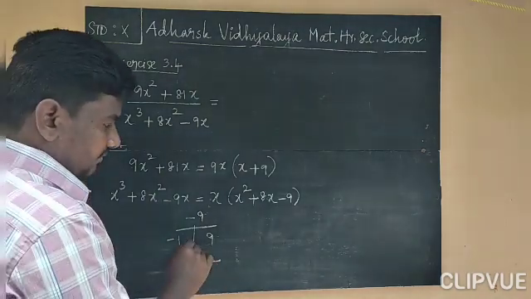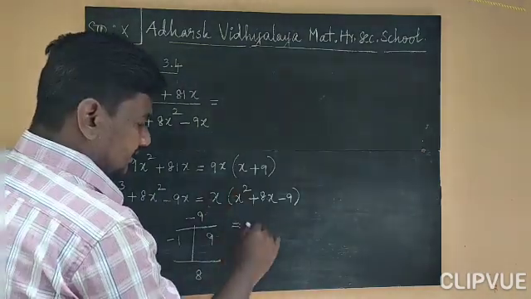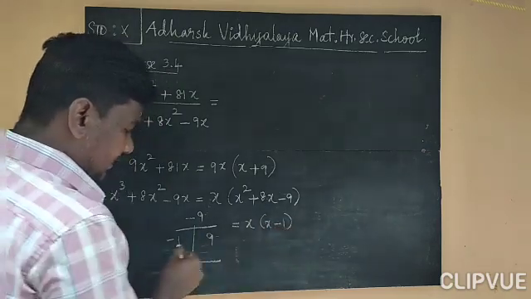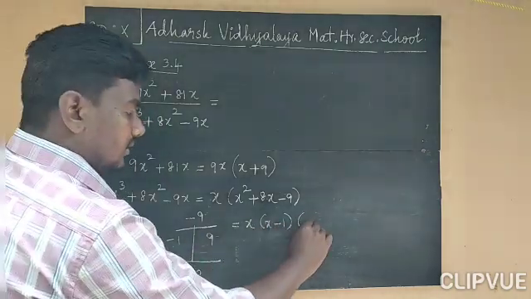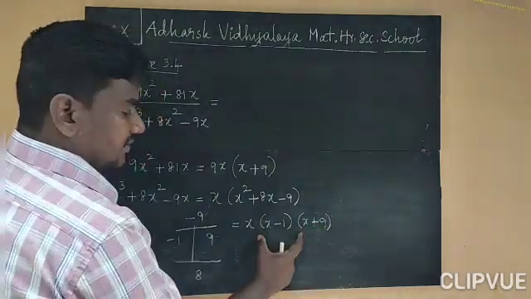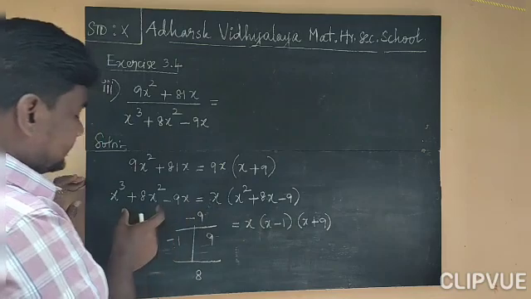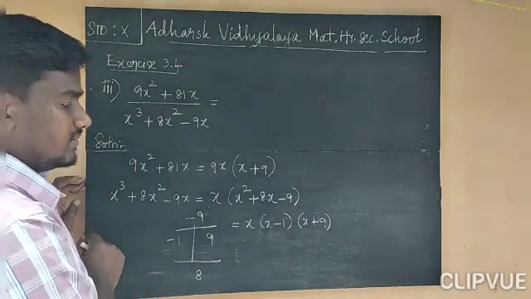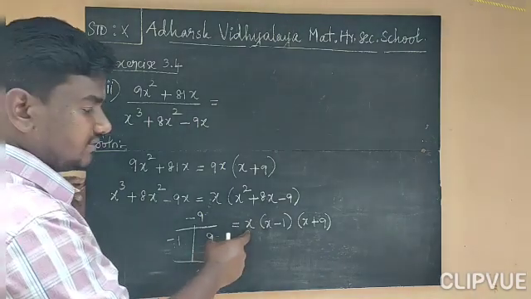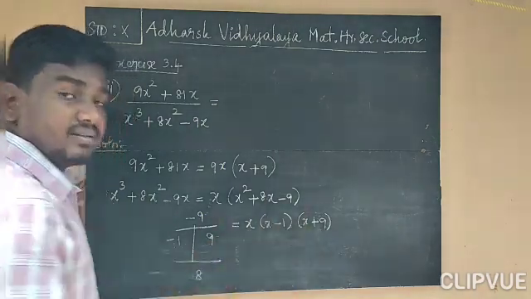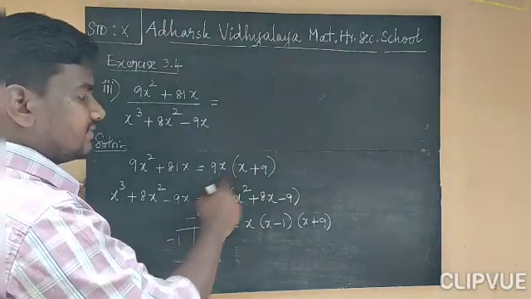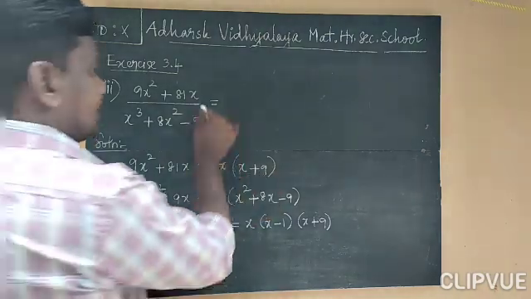Okay. So the factors are this x, and x minus 1, and x plus 9. So these three are the factors of this cubic polynomial, right? Because a cubic polynomial has three factors. The factors are x, x minus 1 and x plus 9. A quadratic polynomial has two factors. The factors are 9x and x plus 9. So we just replace them.